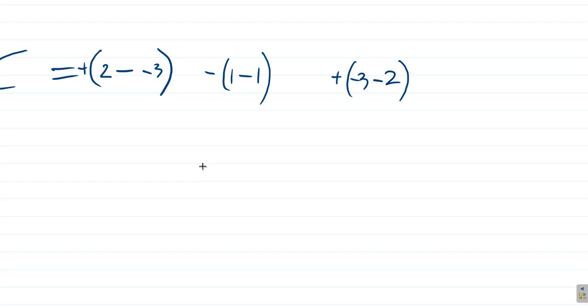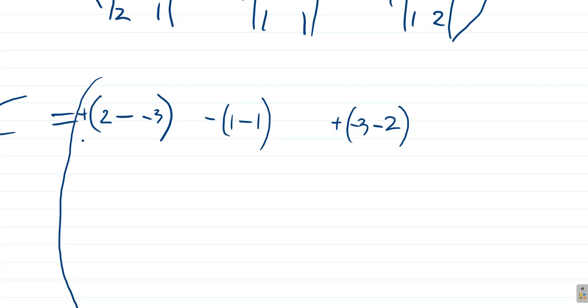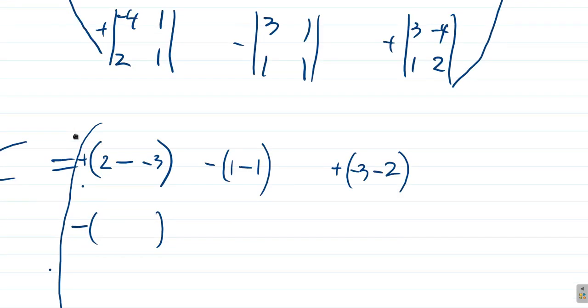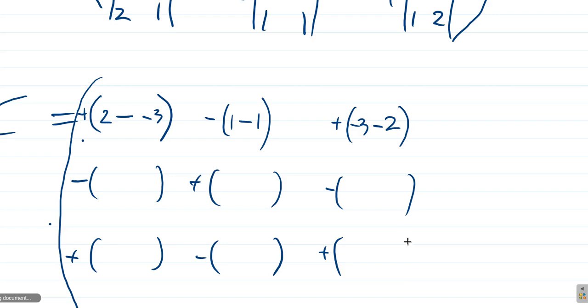Let me just put the bracket around the matrix from now. This one here is a negative, so I put the negative sign. It's going to be in the bracket. Let me just set them up from now. Positive, negative, positive, something in brackets. Minus, something in brackets. Positive, something in brackets. Minus, something in brackets. Plus, something in brackets. Alright.